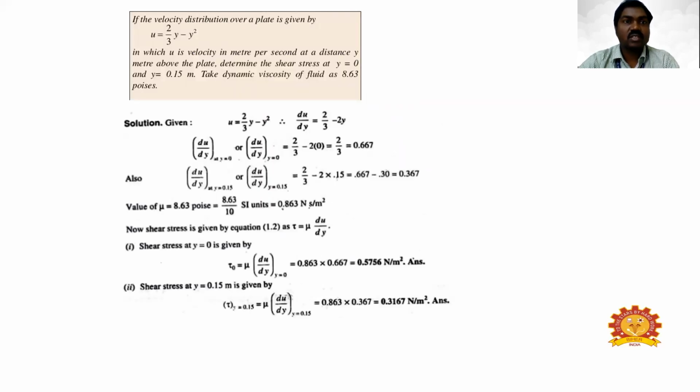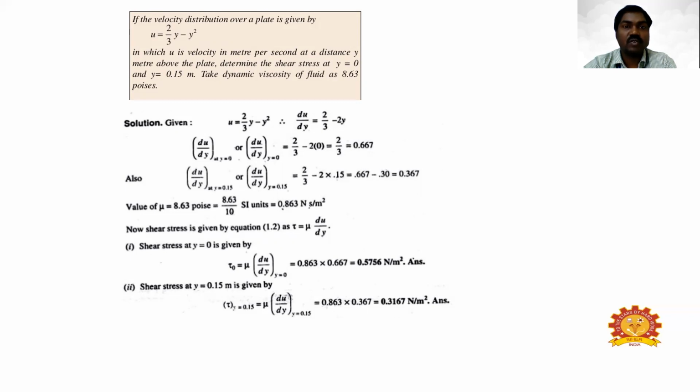So based on this, we can discuss one problem. If the velocity distribution of a plate is given by u equals 2 by 3 y minus y square, in which u is velocity in meter per second at a distance of y meter above the plate, determine the shear stress at y equals 0 and at y equals 0.15 meter. Take the dynamic viscosity of fluid as 8.63 poise.